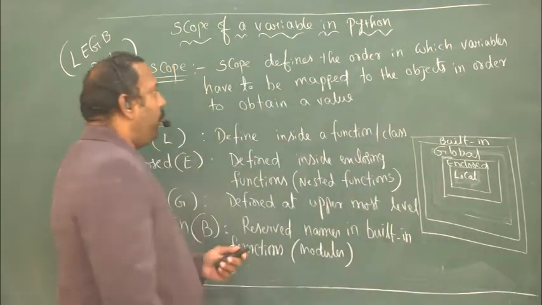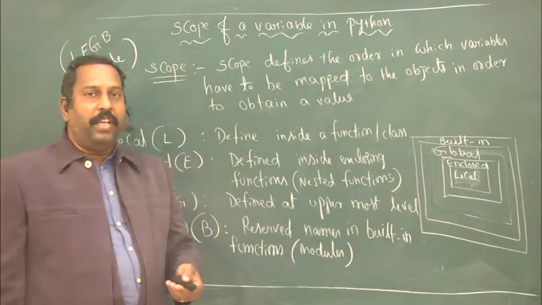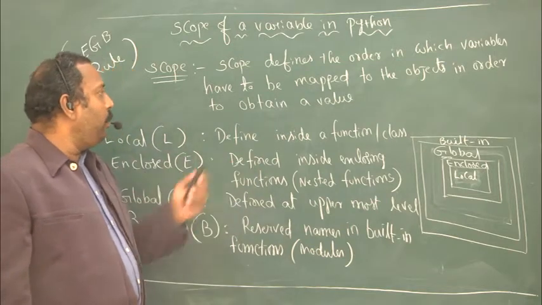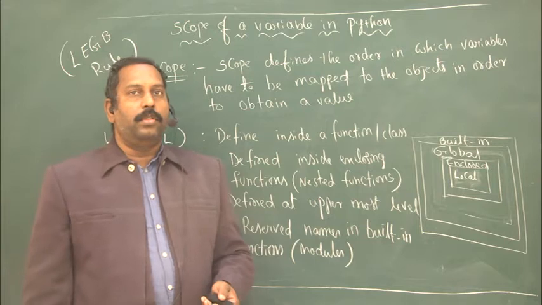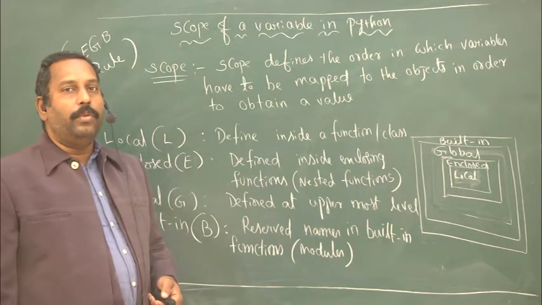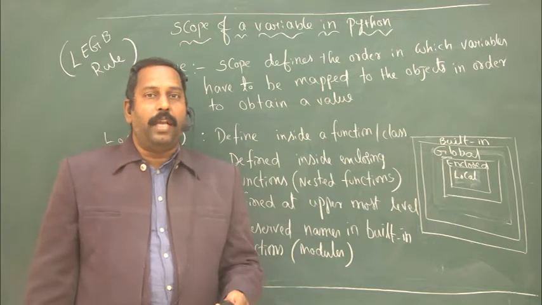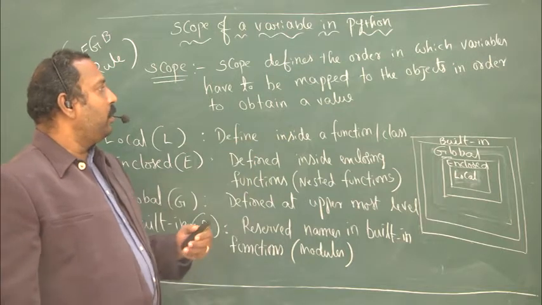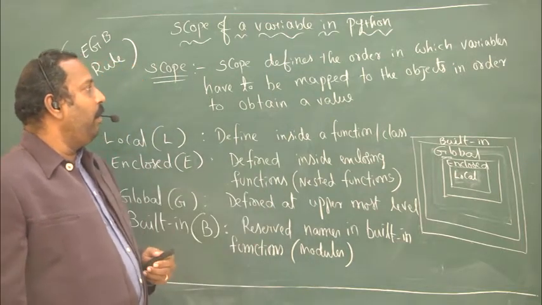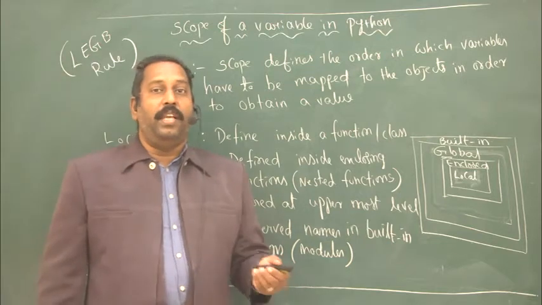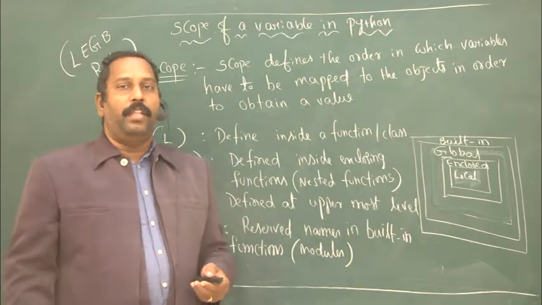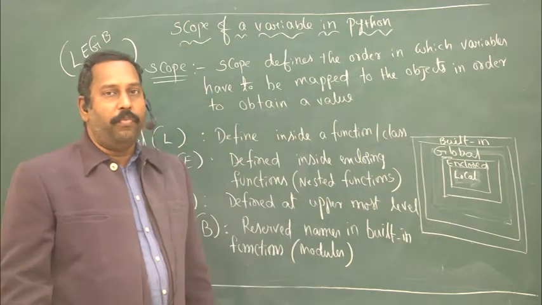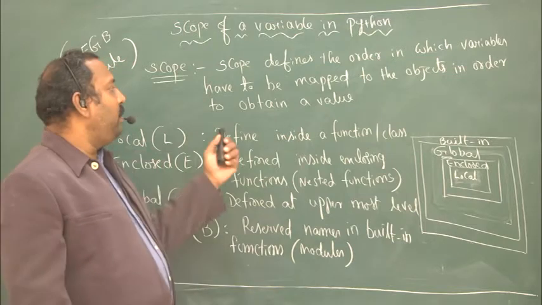See here, scope defines the order in which the variable has to be mapped to the object in order to obtain a value. Suppose a variable wants to get a value, then to which object that variable is mapped, in which scope, has to be identified by using scope. So if you want to identify the variable, we have to check the LEGB rule. That means whether the variable is within the local scope, enclosed scope, global scope or built-in scope can be identified by using the LEGB rule.